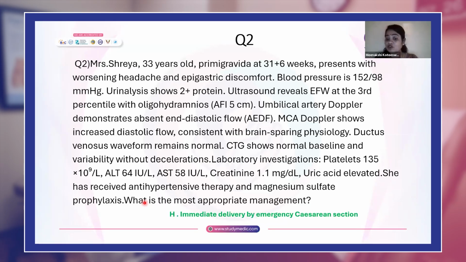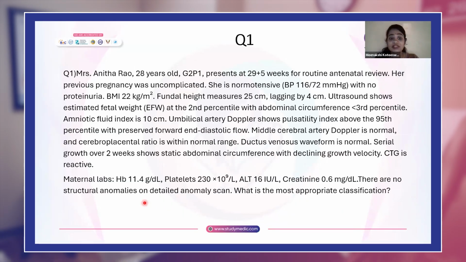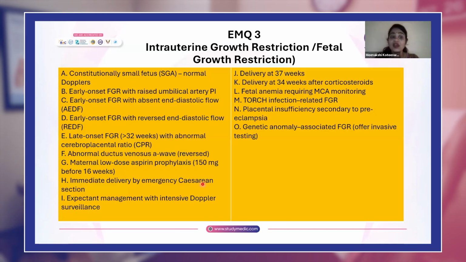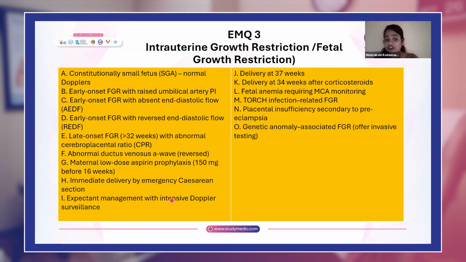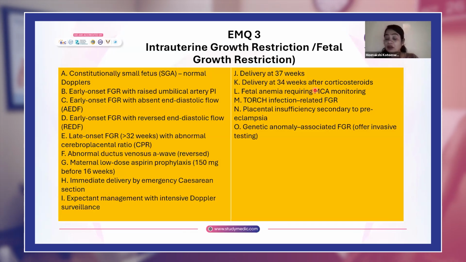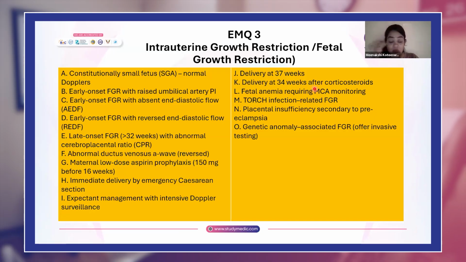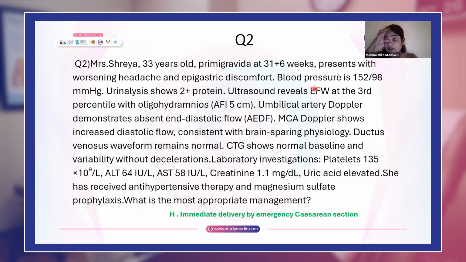Obviously, in this case, you have to go for an emergency cesarean section. You do an immediate delivery based on the options which are available. Obviously, they're not asking for classification, so you rule out those options. Now you will be confused whether you want to go for expected management, whether you would like to deliver at 34 weeks because the ductus venosus is normal. So you may get that benefit of doubt. But as you can look into this, you know that the mother is not stable. She's complaining of headache. She's having epigastric discomfort.